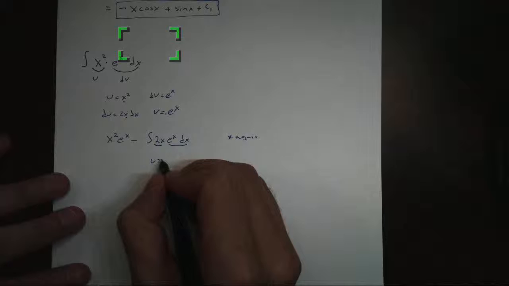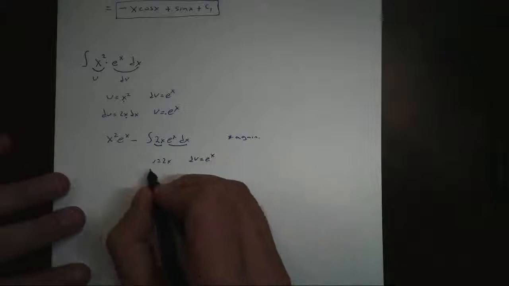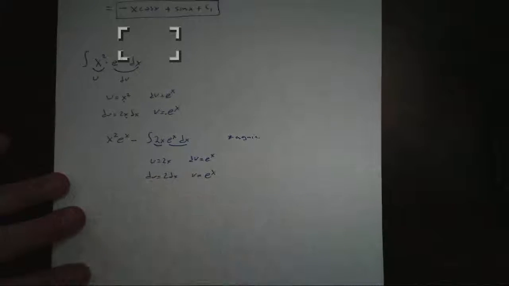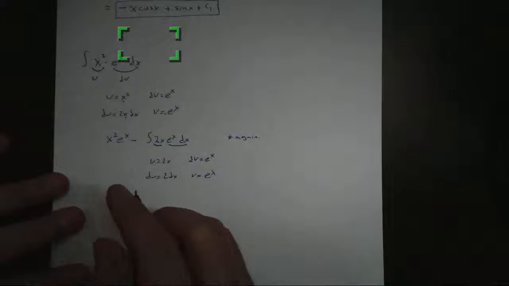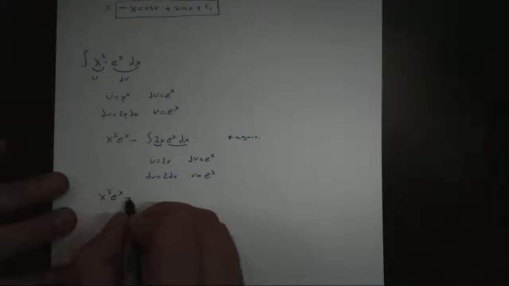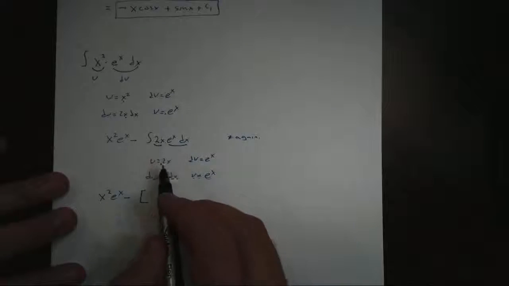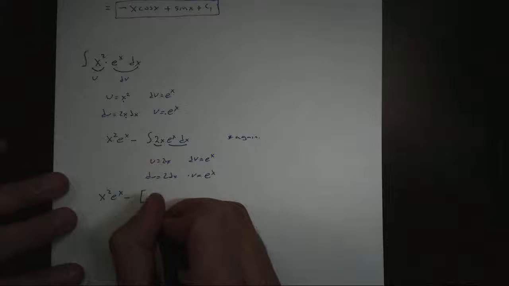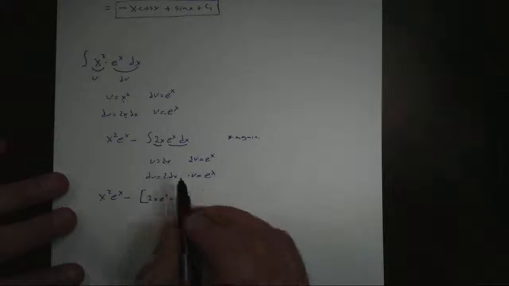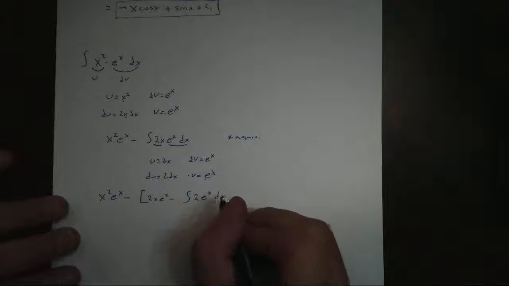So I'm going to let u equal 2x, my dv equal e to the x. So du, 2 dx, v is still e to the x. And I do it all over again. I'm going to get x squared e to the x minus, I'm going to put a bracket here because this is another integration by parts, u times v. So I get 2x e to the x minus the antiderivative of v du. So I get 2 e to the x dx.